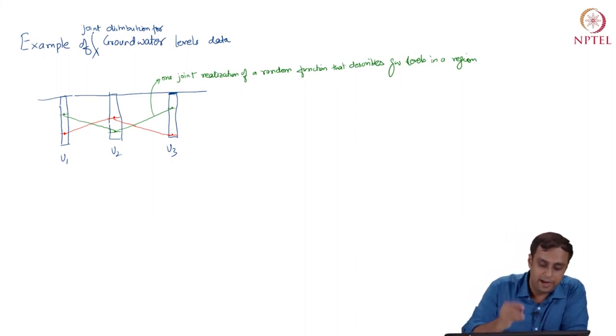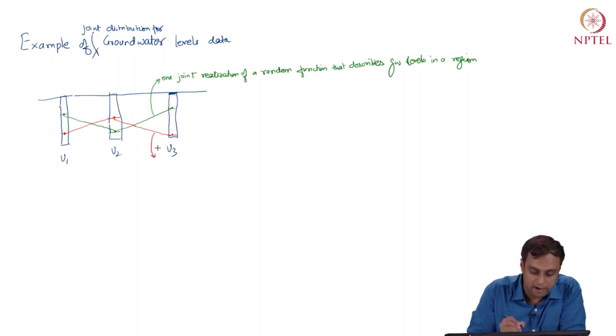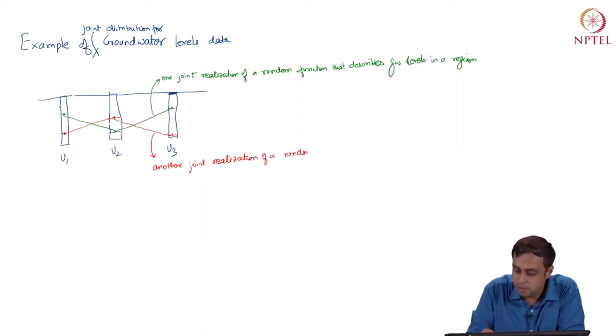And the reds are another joint realization of a random function that describes groundwater levels in a region.